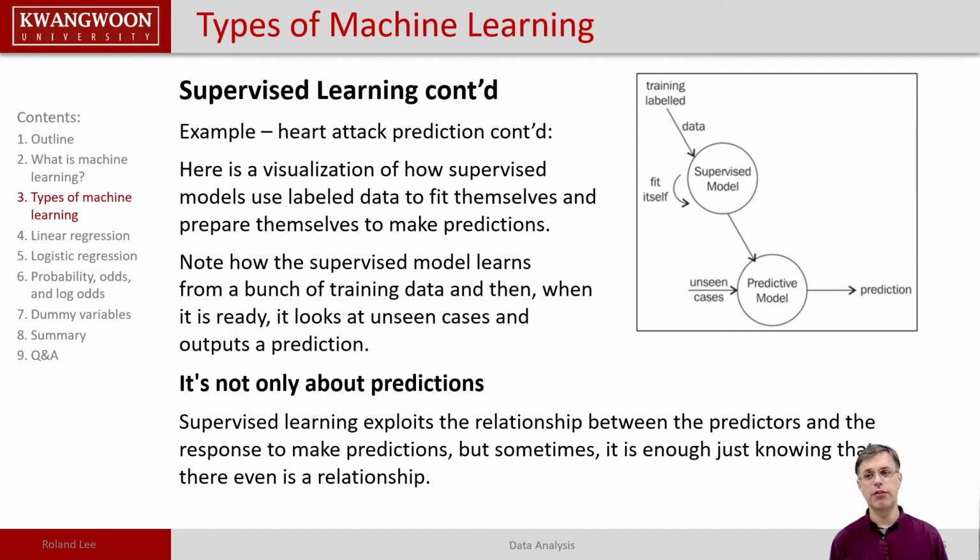Here is a visualization of how supervised models use labeled data to fit themselves and prepare themselves to make predictions. Now you can see how the supervised model learns from a bunch of training data, and then when it's ready, it looks at unseen cases and outputs a certain prediction.